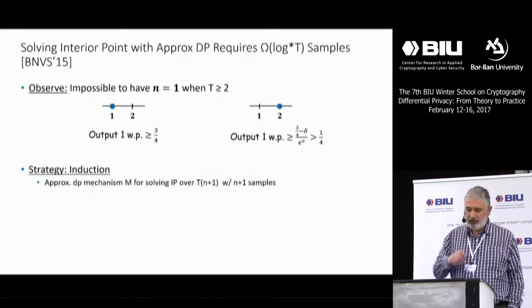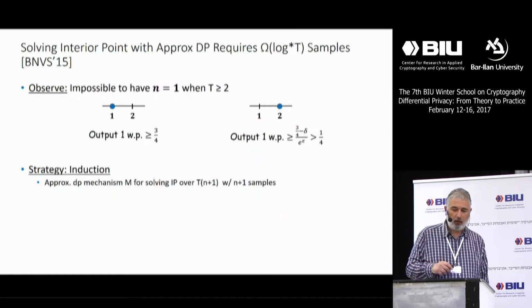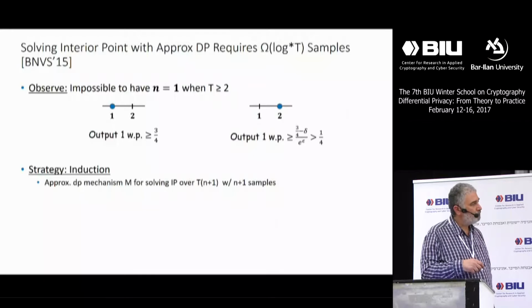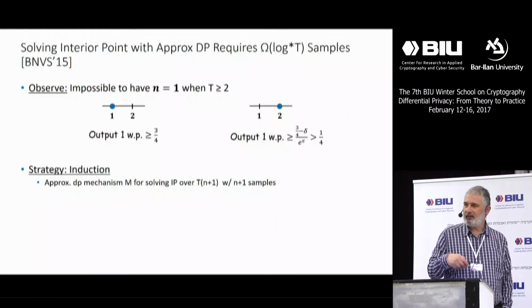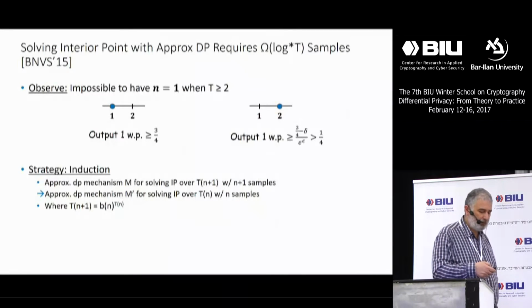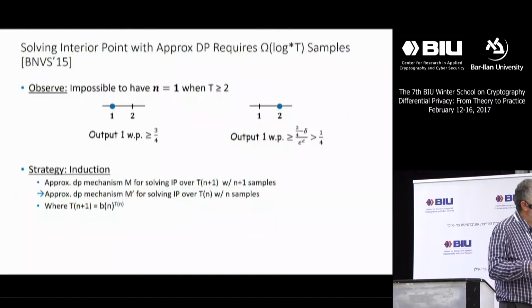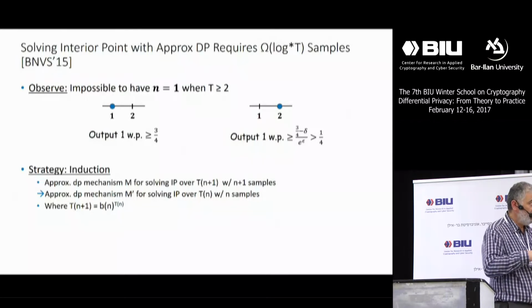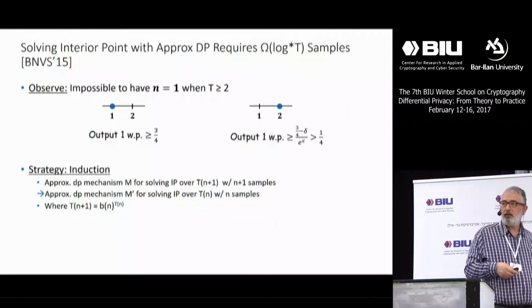And now we'll do the induction. We'll assume that we have a differentially private mechanism, M, for solving the interior point problem over a domain of size t of n plus 1. We'll see how t grows with n plus 1 samples. And from that, we will yield an approximate differentially private algorithm that works for the smaller domain, t of n, with just n samples. Okay?